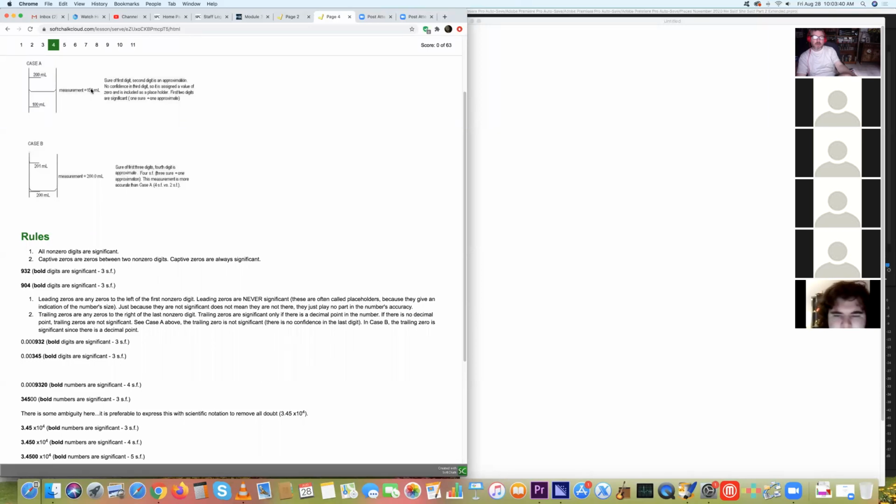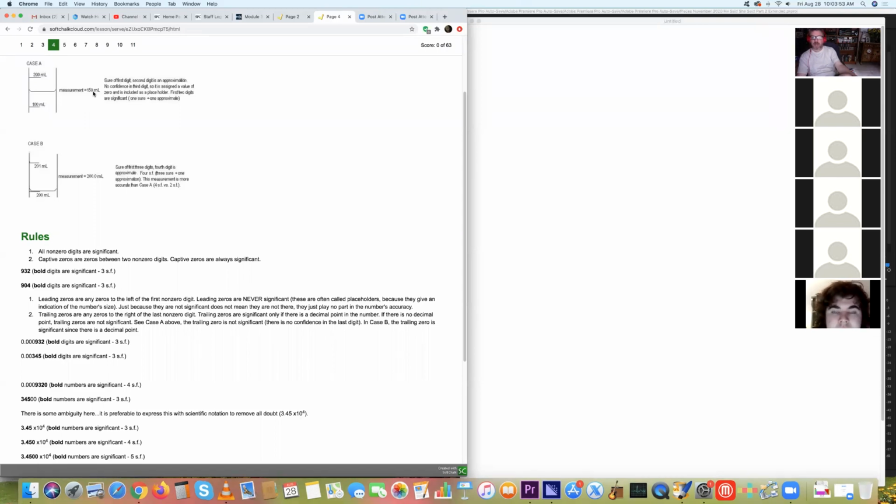So we are definitely sure of the 100 because it's between 100 and 200, but we're not really sure of the 5. And we need the 0 here at the end to make sure that we have the right size on that number, because if we just put 15, that wouldn't make any sense. We know it's somewhere between 100 and 200. So this has two significant figures, the one we're sure of and the one we're not so sure of.